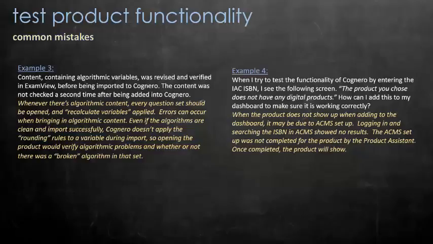So even if you've already done everything and flipped the flags, when you go to enter that ISBN as I did before and there was an error, the product assistant goes in, updates, and does the ACMS step, everything will be fixed and it will be live immediately.